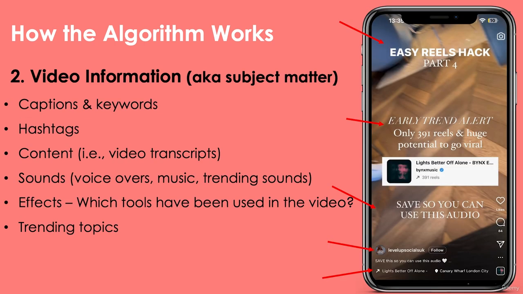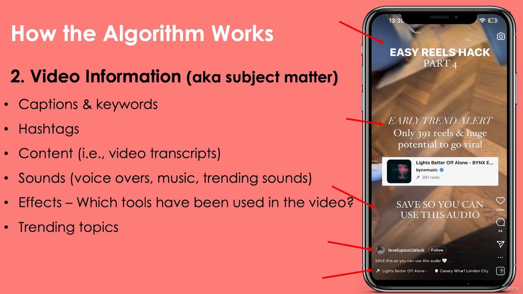So Instagram basically determines video information as captions and keywords, hashtags, sounds, effects, and trending topics. For example, hashtags are a major influence on the algorithm. Basically, Instagram will categorize your content by using hashtags and keywords. So if someone keeps watching videos that have the travel hashtag or keyword in them, the algorithm will notice this pattern and then start suggesting more travel content for that user to watch.